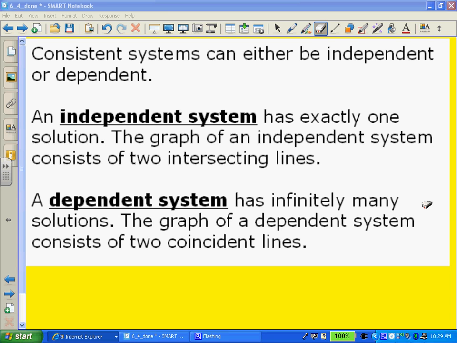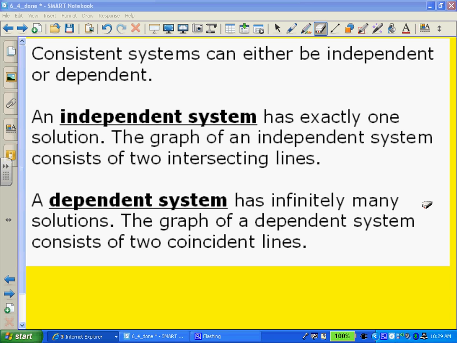Now, the way that I remember that is if you're independent, you can kind of do things on your own. Like, you don't need a lot of people, so that's one person doing things on their own. So an independent system has one solution. A dependent system is one that has many solutions. And if you think about the word dependent, if you're dependent, that means that you're counting on other people to help you out. So many solutions, lots of people working together. So independent has one solution, dependent has many solutions, and those are further classifications of a consistent system.